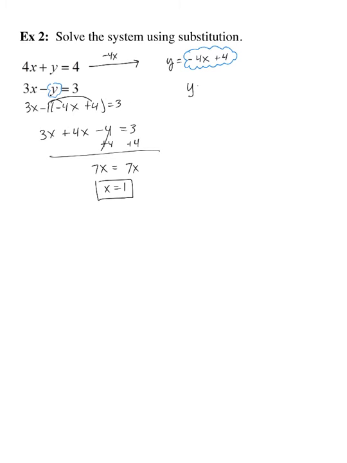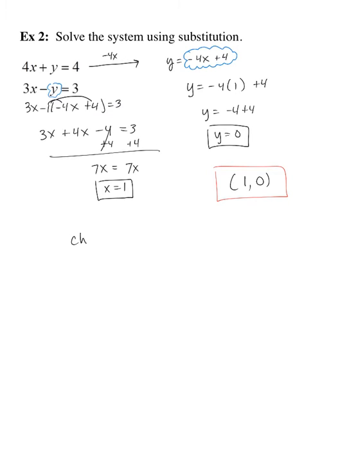Okay, so I'm going to plug that in. It's negative 4 times x. Well, x is worth 1. Okay, so in that goes, and we get negative 4 plus 4, so y is worth 0. Okay, so what that tells me is I have this ordered pair. The x value is 1, the y value is 0. So there's my answer.